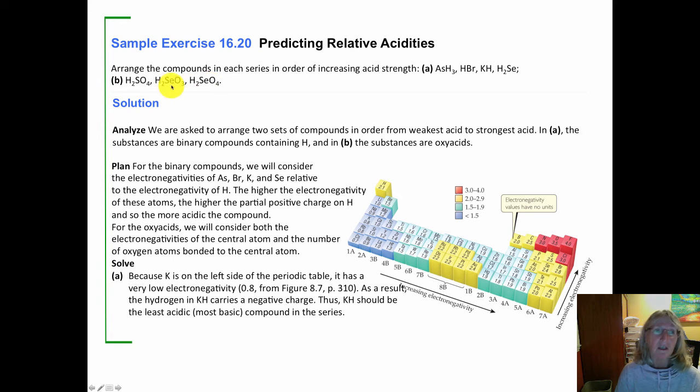So now we just need to compare the electronegativity of sulfur to selenium. And when I pop over here to the periodic table, sulfur is slightly more electronegative. So this H2SO4, it's actually a polyprotic acid, but we'll just look at the first hydrogen that comes off. It is going to be a stronger acid because the sulfur is more polar. It draws the electron density closer towards itself, weakening the bond with the hydrogen. And it does that better than selenium does because selenium is less electronegative.